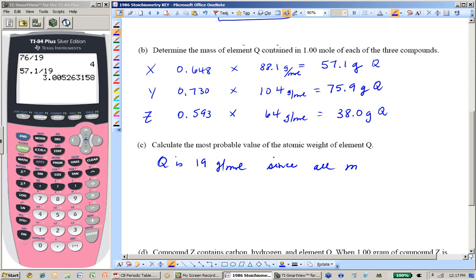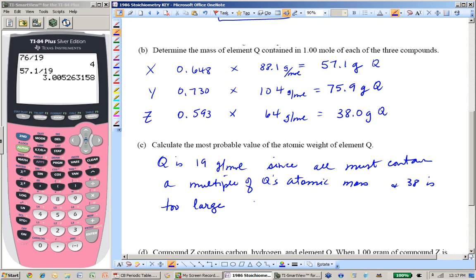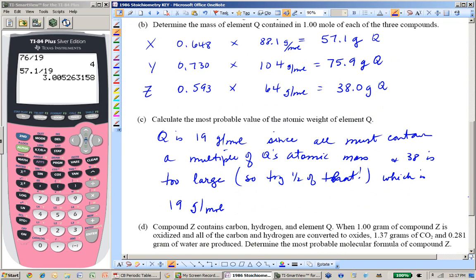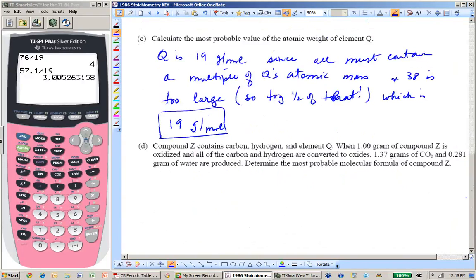Since all must contain a multiple atomic mass, and 38 is too large, try half. Okay, so there we go with that one.